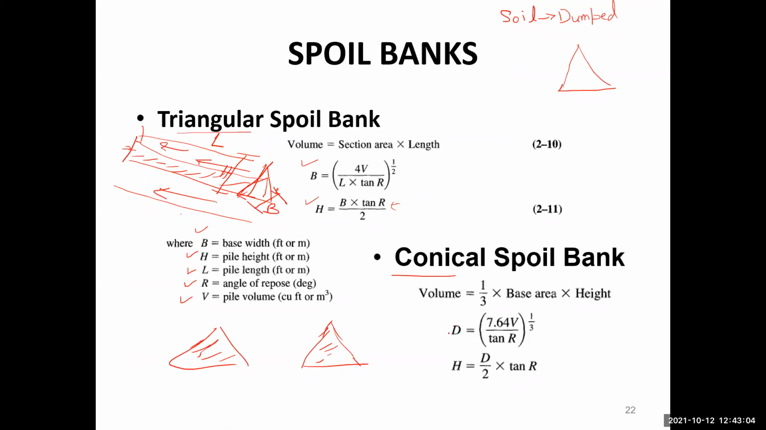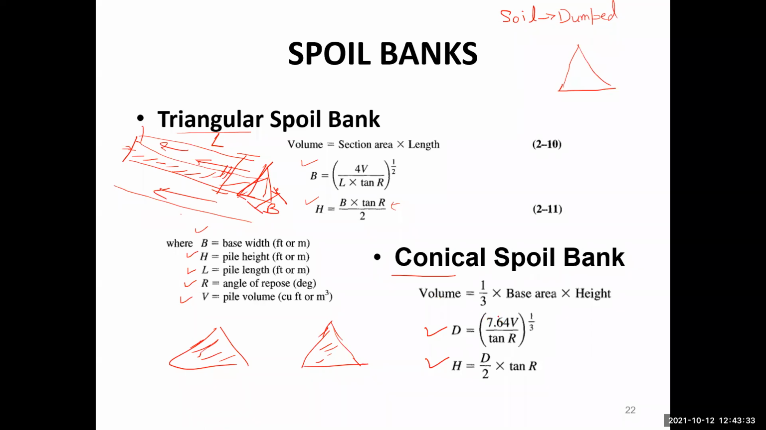So in those situations, what we need to know is the shape of the spoil bank at the base will be in the form of a circle. So what will be the diameter of that conical shape, and what will be the height of that conical shape, so that we can easily find it. And that is actually based on the volume of the cone.